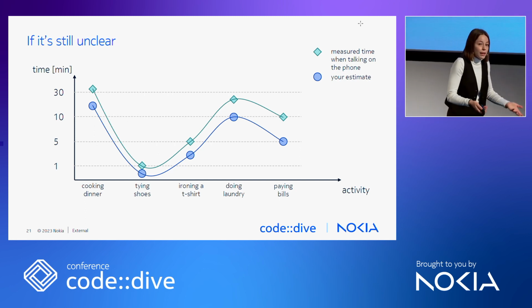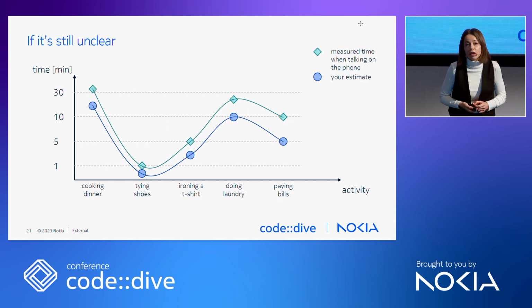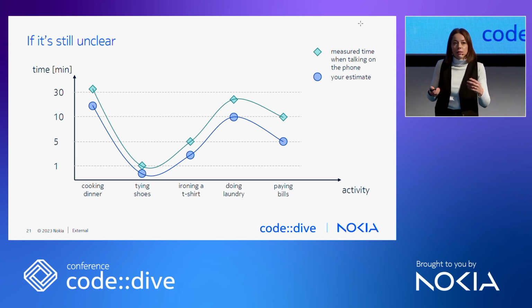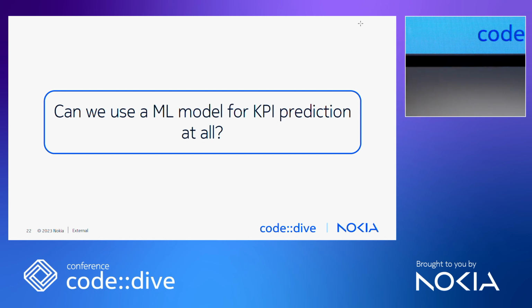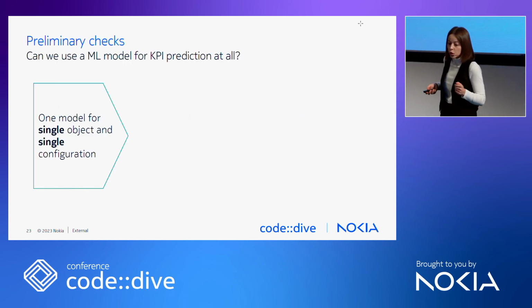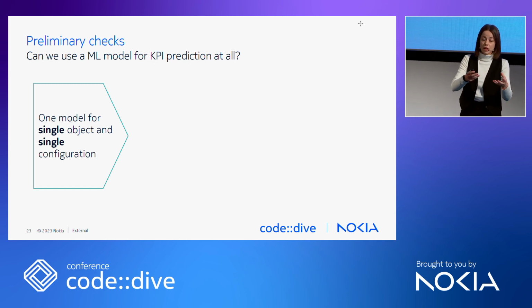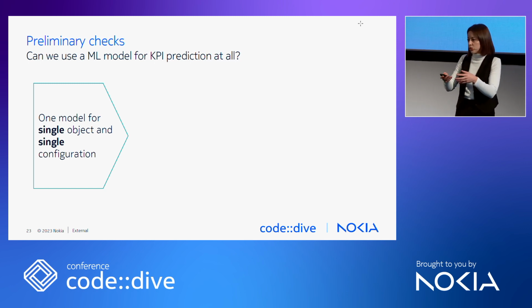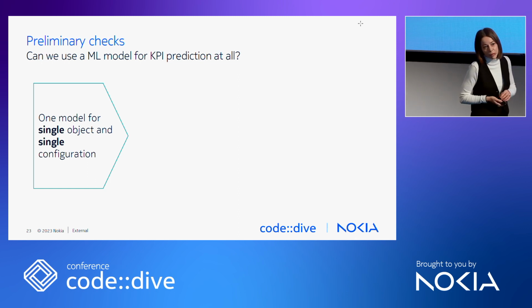But to be able to make such assumptions, we need to be sure, and we need to verify actually, if we can really successfully model this particular KPI. And this is something that we did in our preliminary checks. So at first, we created a single model for each object and each configuration that were present in our dataset. We checked the metrics, and this time we really wanted to minimize our model error. And we validated overall good model's performance.